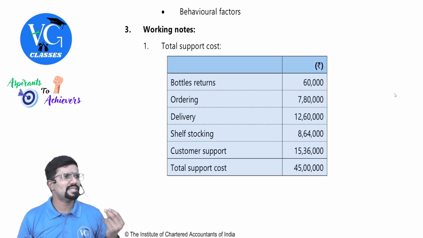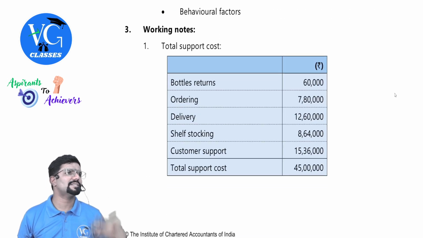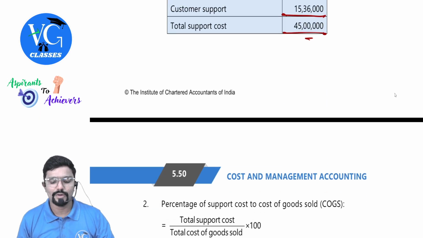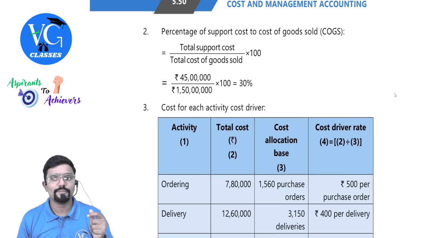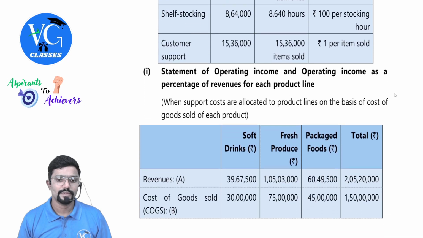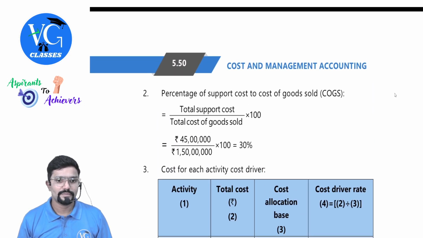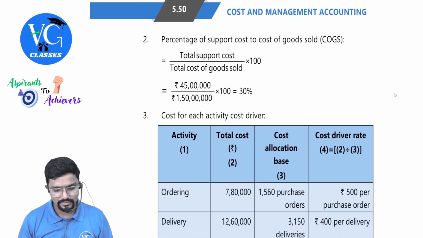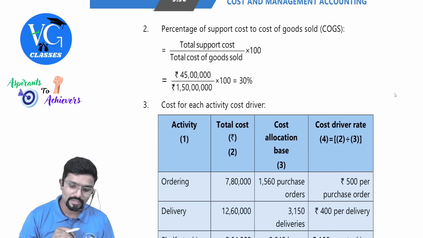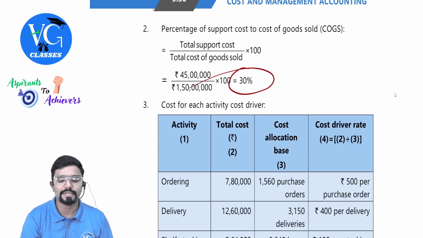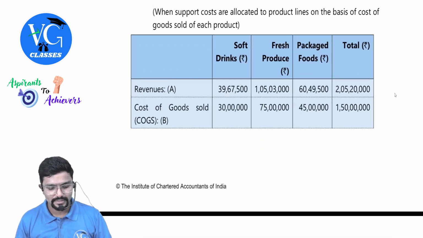Total support cost, just add up whatever they have given as activity cost. What is it? 45 lakhs. Now, percentage of support cost to cost of goods sold: 30%. They have done it in total. Just a minute. Total cost of goods sold is how much? Total support cost is 45 lakh. Total cost of goods sold is 1 crore 50 lakh. As a percentage, they have done 30%.